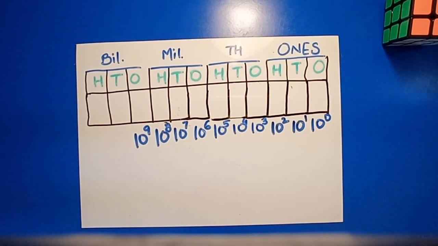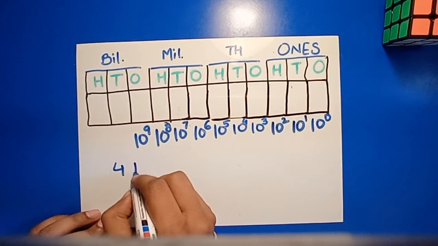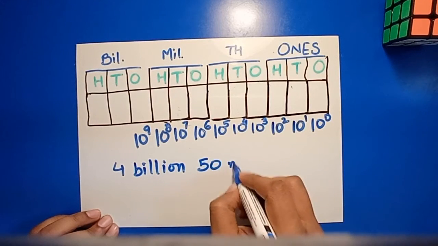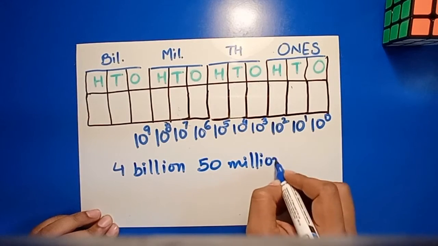Okay, so we will talk about billion and how a billion can be written in terms of millions. So let's take a more interesting problem. Let's say I want to do this to a number, let's say 4 billion 50 million. Okay, so first let's write it: 4 billion, 50 million. This is my expanded notation.